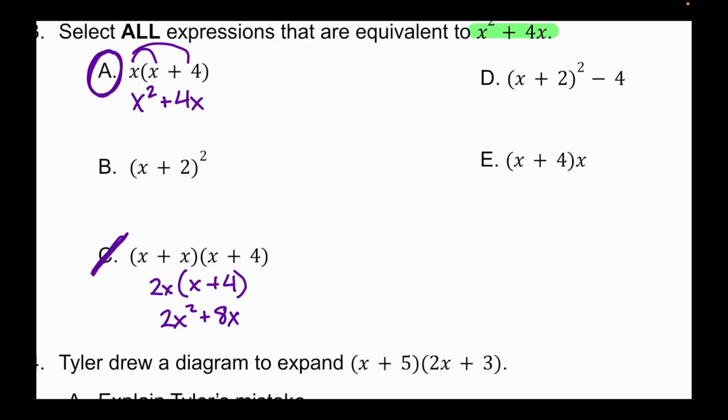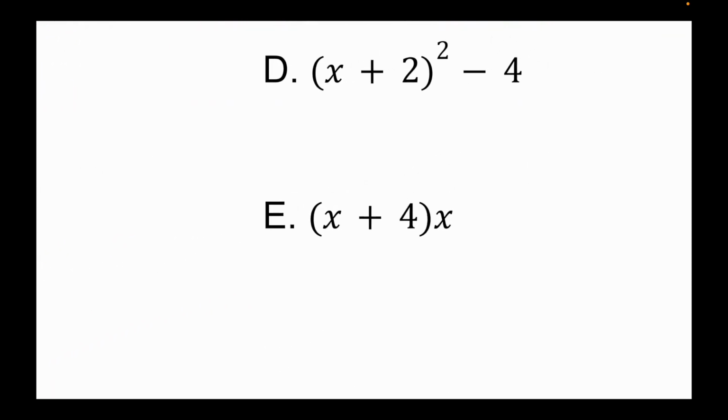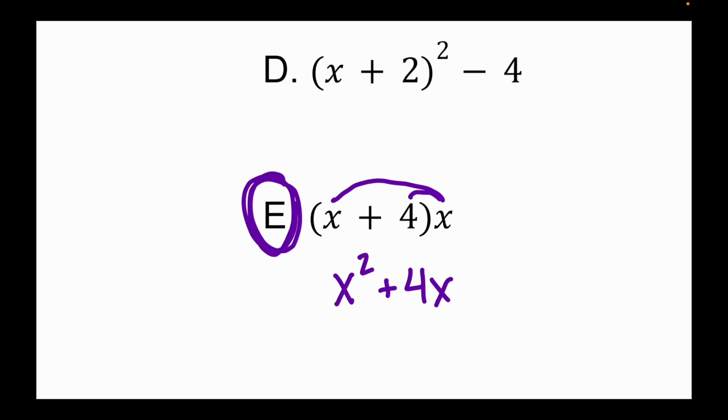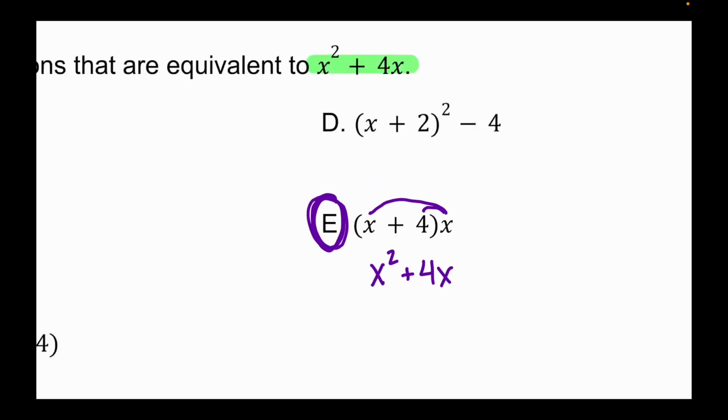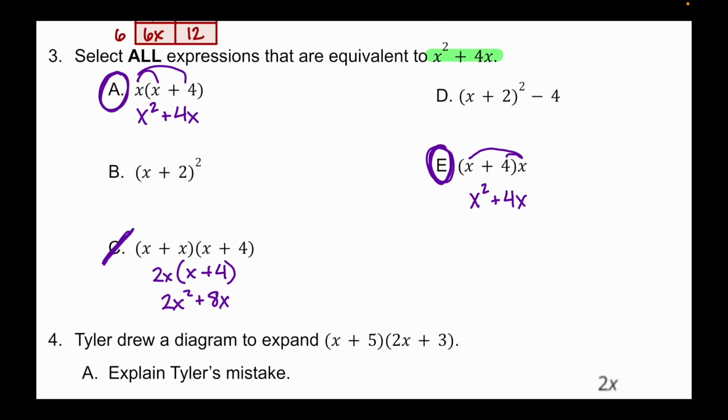With E, we can just distribute this one x. Even though it's on the end, we can distribute it through both of these. And we get x squared and 4x. So E also works because that is the expression we're looking for. Now, B and D are very similar, but I will draw your attention to this piece right here. This is the difference between the two of them, is this minus 4.